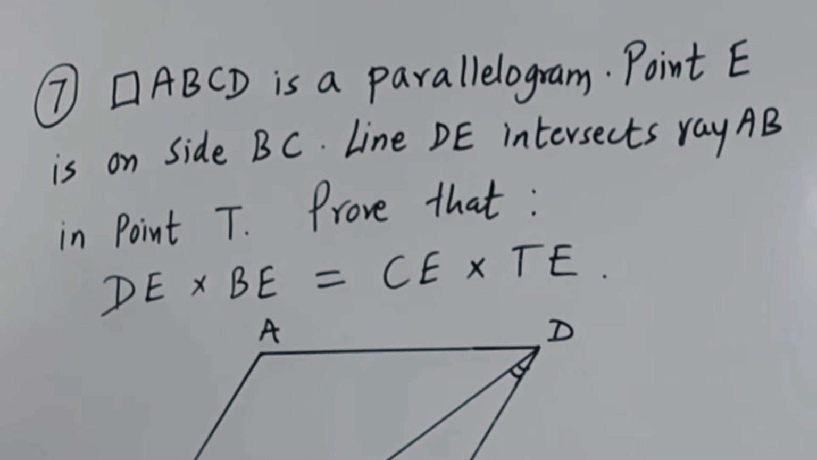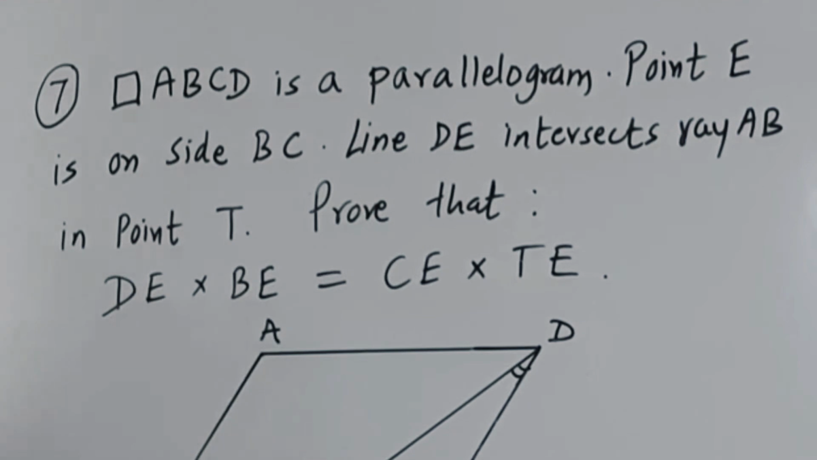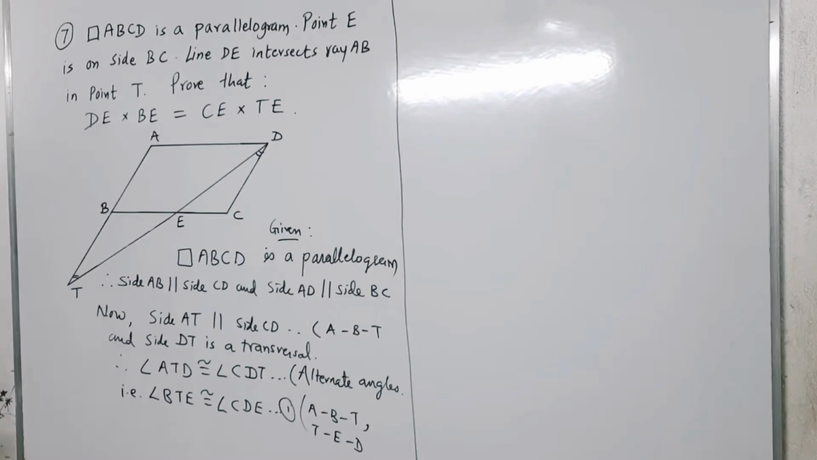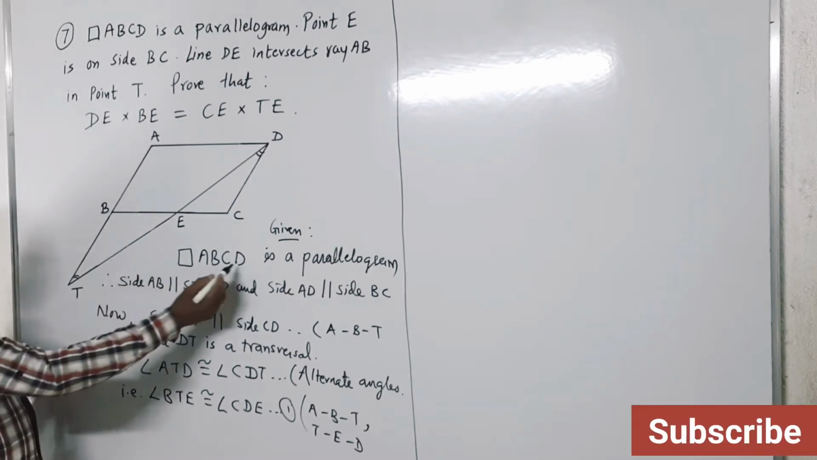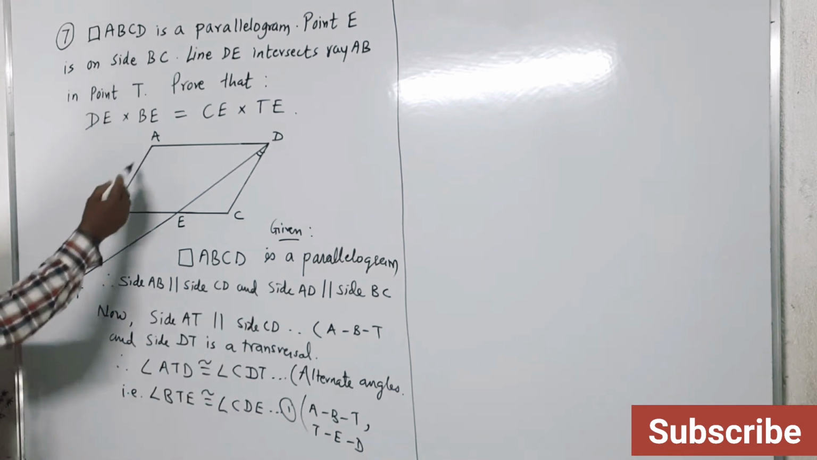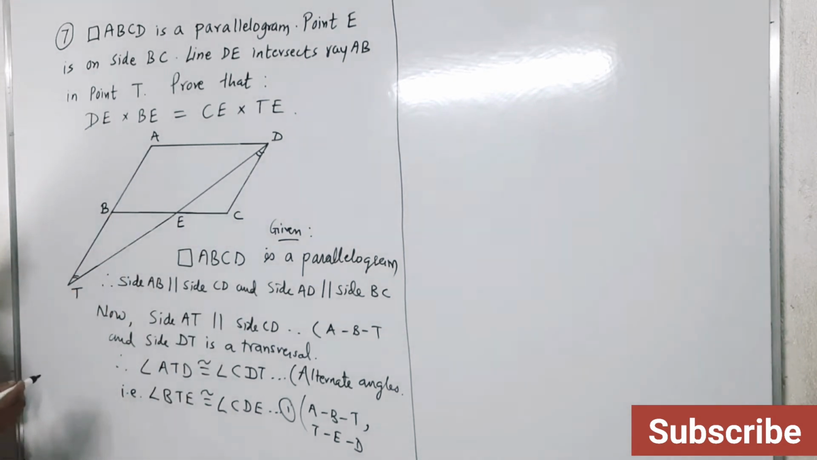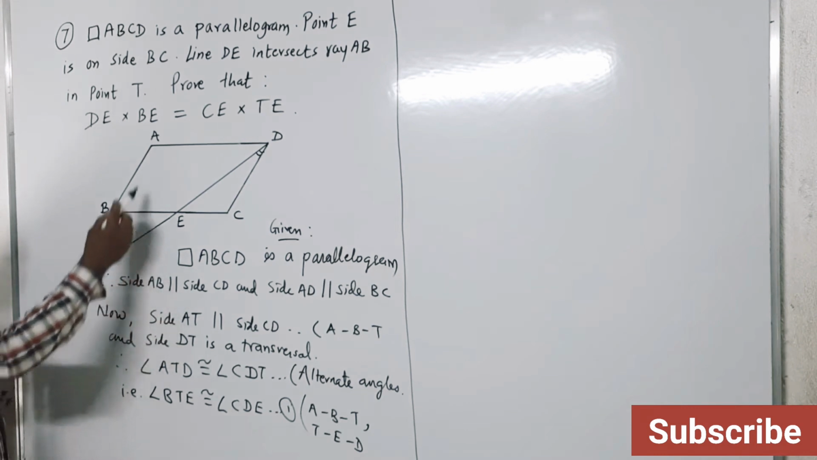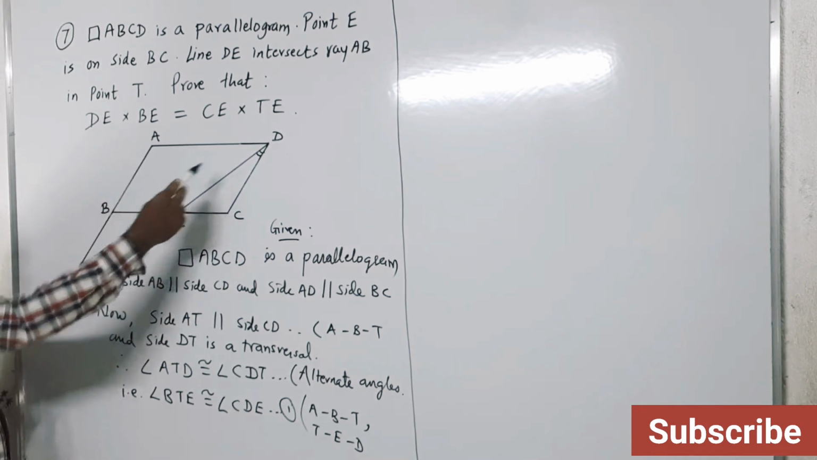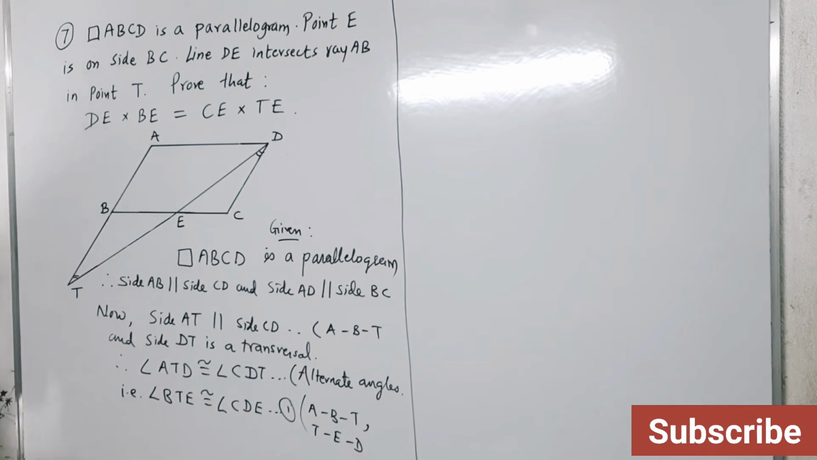Seventh example. Quadrilateral ABCD is a parallelogram. Point E is on side BC. Line DE intersects ray AB at point T. Prove that DE into BE is equal to CE into TE. Now let us consider quadrilateral ABCD is a parallelogram, where opposite sides are parallel. So AB is parallel to CD and AD is parallel to BC.